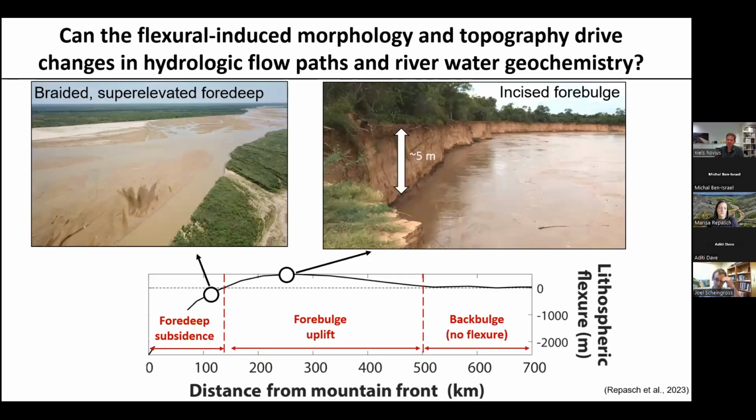So to do that, I'm going to remind you of this point that Marisa just made, that we see these really stark changes moving from the foredeep to the forebulge. In the foredeep, where we have subsidence, we get this braided channel that's super elevated. And in the forebulge, where we have uplift, we get this channel that's really incised. 5 meters of incision may not sound like a lot to you if you're working in steep landscapes. But in this really flat landscape, when you come up to this section of the river, it's quite shocking and was a bit unexpected to us at first.